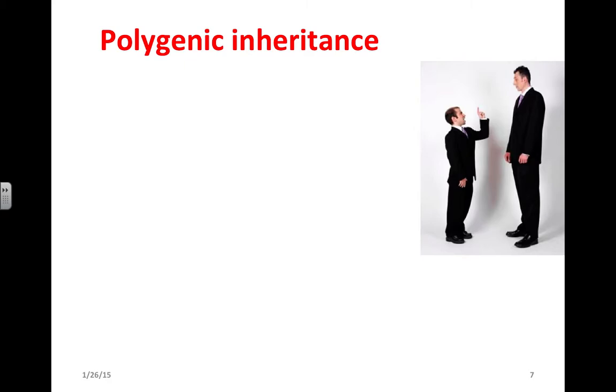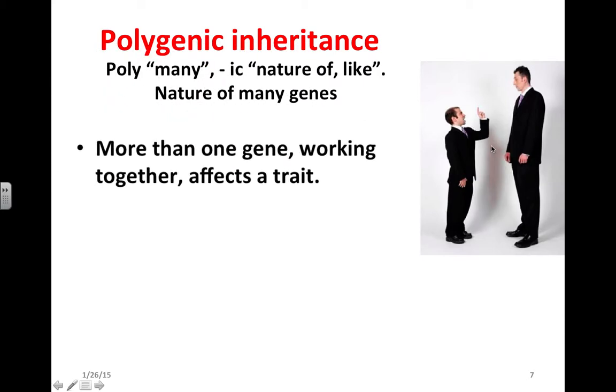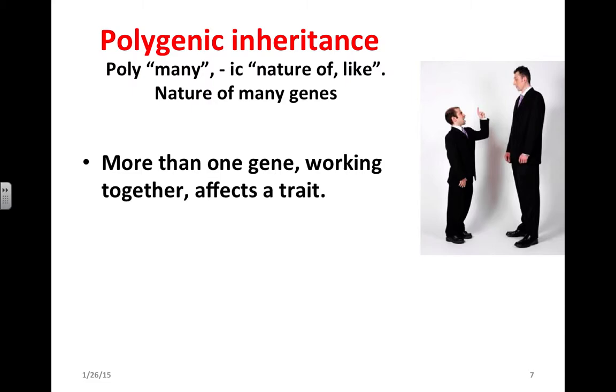Polygenic inheritance. This is red as well. Please make sure that this is highlighted. Polygenic inheritance. Poly means many. Ic means nature of or like. So this is the nature of many genes. And in polygenic inheritance, such as height in humans, more than one gene working together affects a trait. So there isn't such a thing as the height gene. There are several height genes, and they work together producing a height.